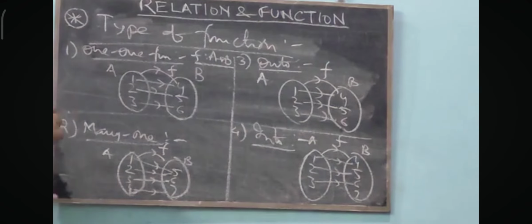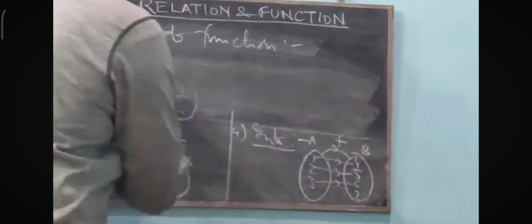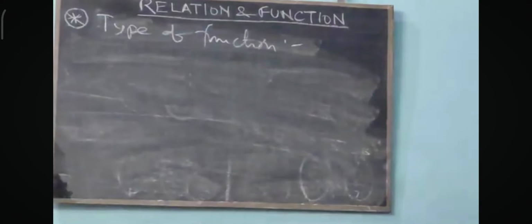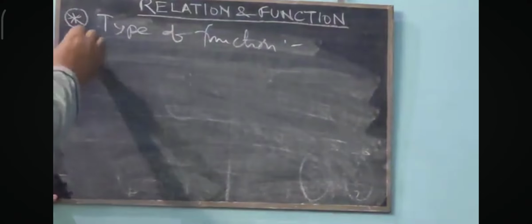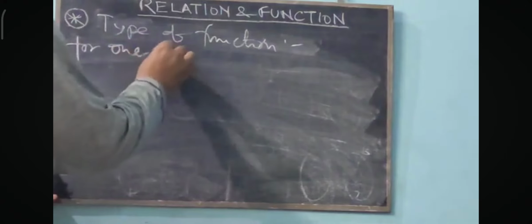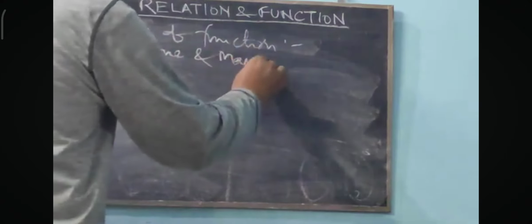Now there is one mathematical part. If we have to check, we have to find the kind of function. It is the mathematical part. See, one-one and many-one.